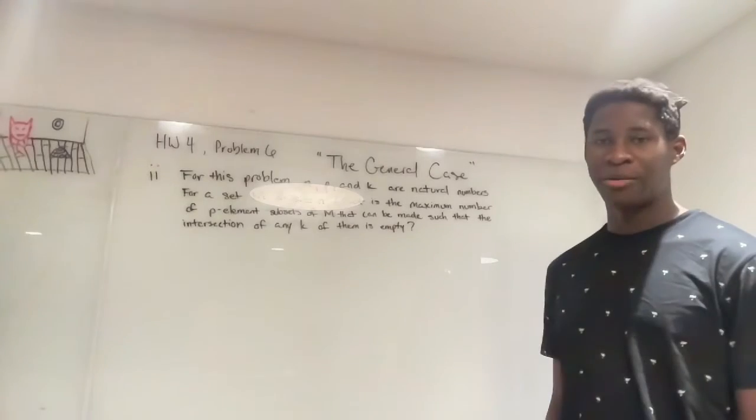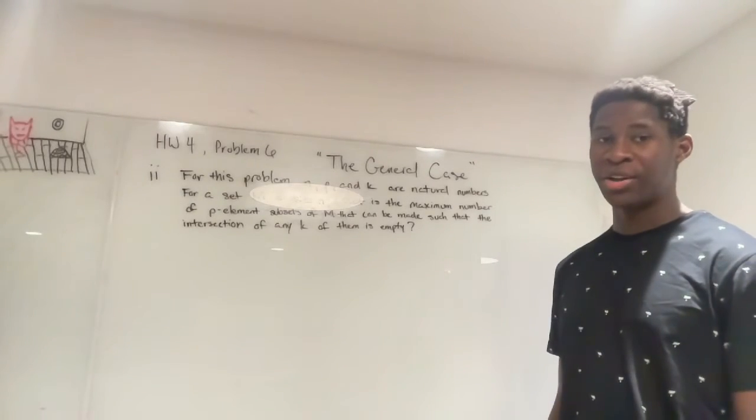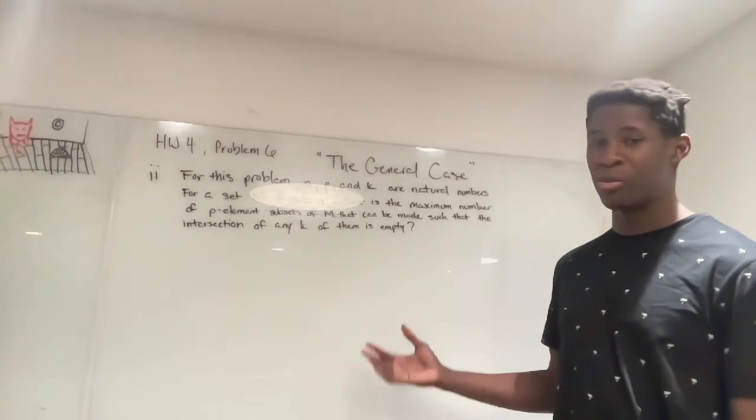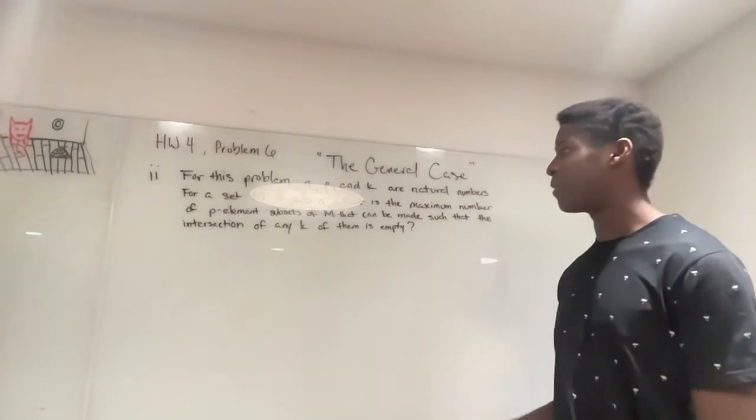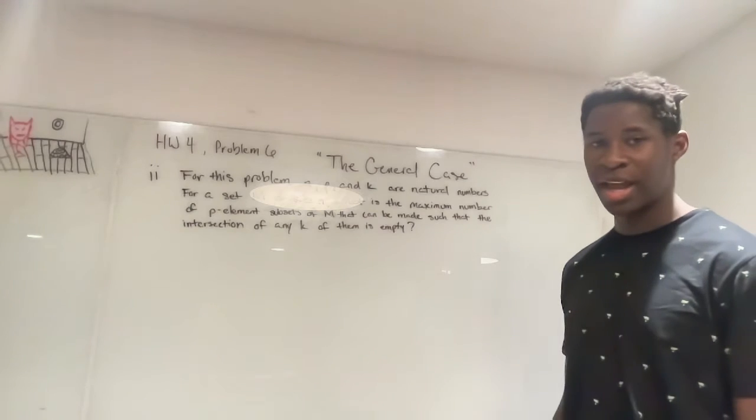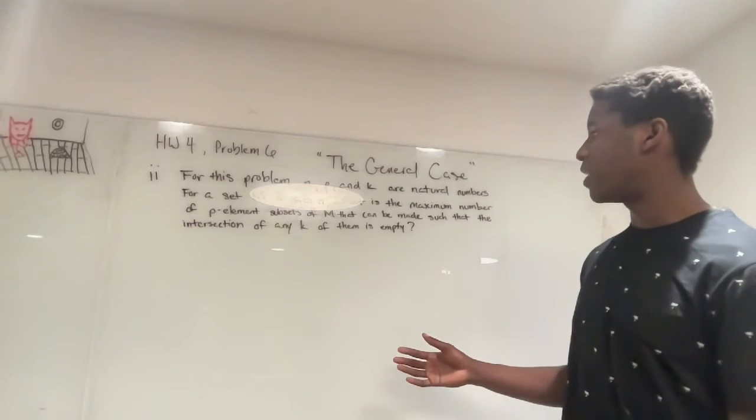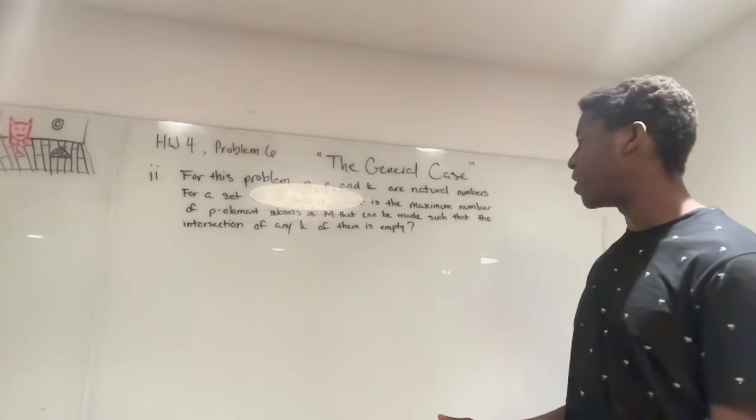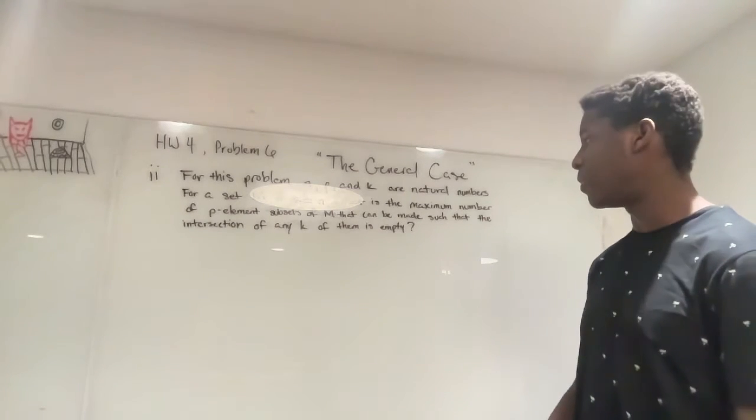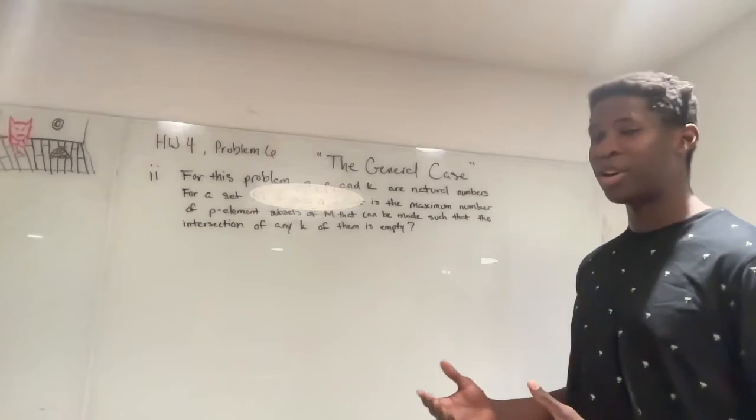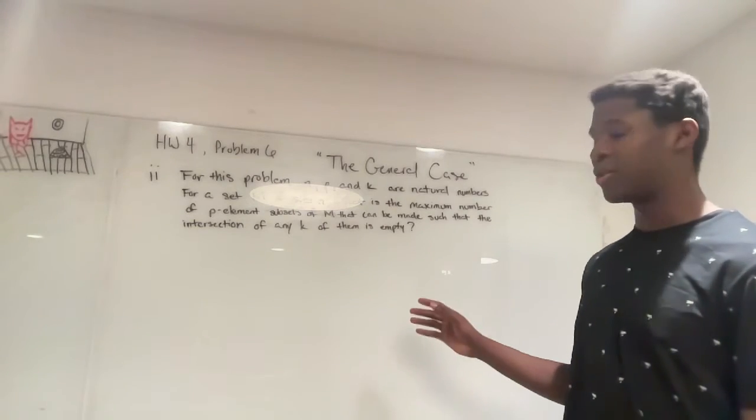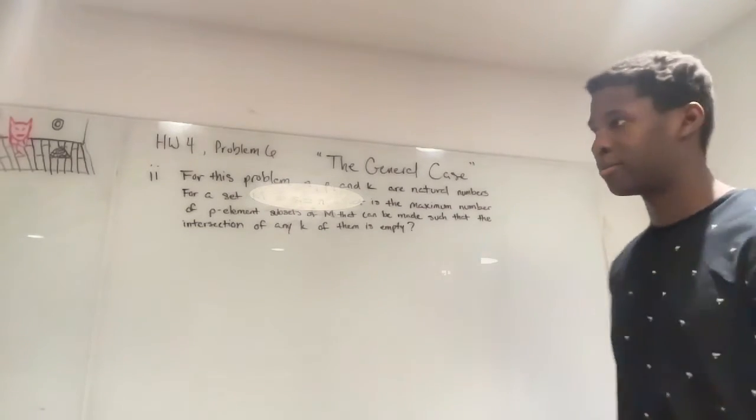The second part of this problem, we will actually be applying the general case to the second piece of homework 4, problem 6, which says that for this problem, n, p, and k are all variables that are natural numbers. For a set M of size n, what is the maximum number of p element subsets of M that can be created such that the intersection of any k of them is empty?